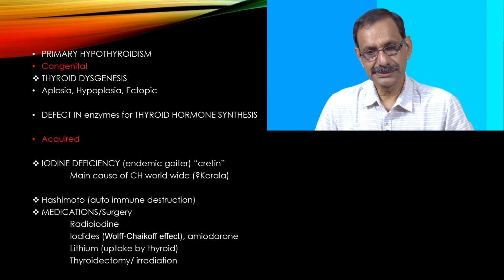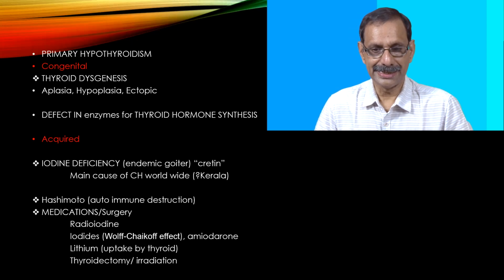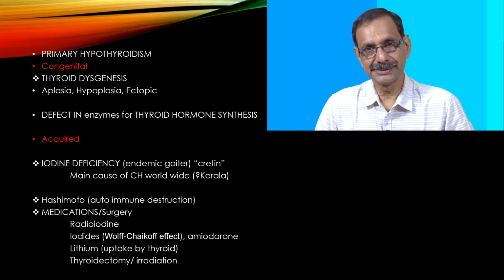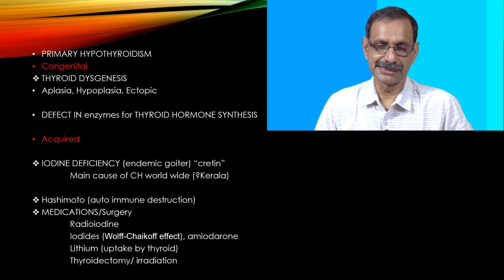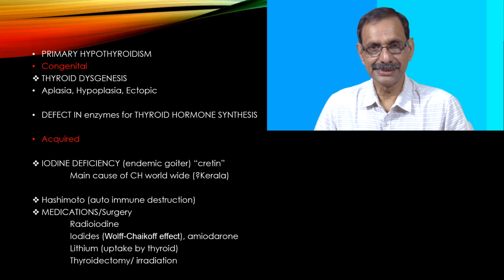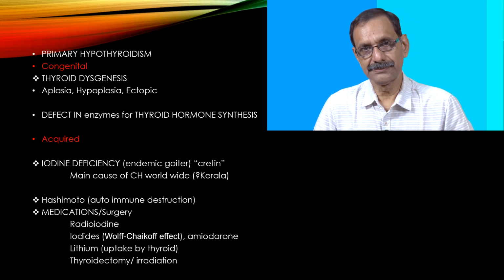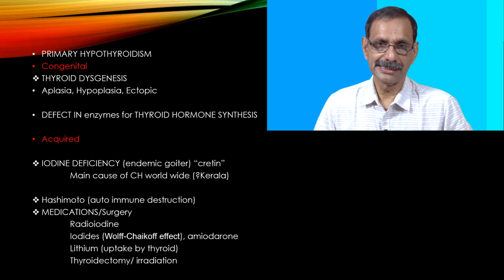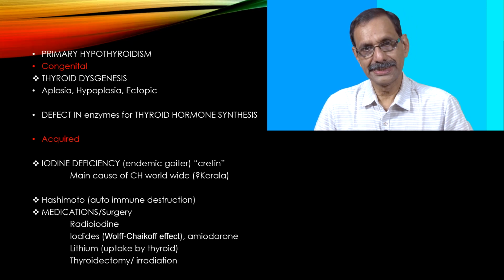But the main cause for all developed countries and India, or at least Kerala, would be Hashimoto's thyroiditis, not iodine deficiency, as the commonest cause. And in Hashimoto's, what happens? There is an autoimmune mechanism. The body's own immune mechanism is acting against the body's thyroid gland, and there is a lot of cellular infiltrate into the gland, so much so that it enlarges.